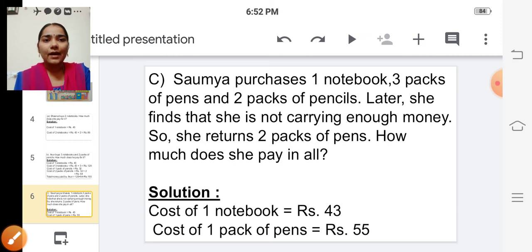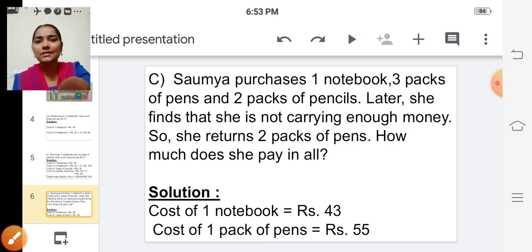Later she finds that she is not carrying enough money. So she returns 2 packs of pens. So how much does she pay in all?